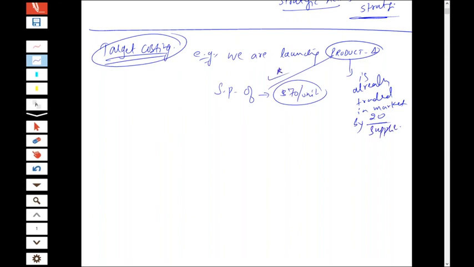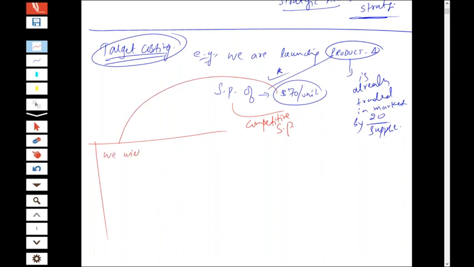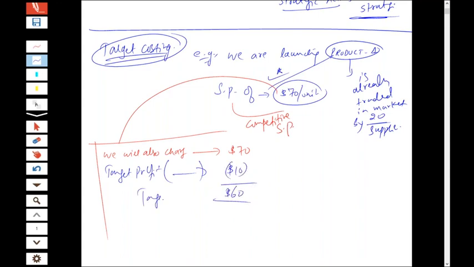Can you charge more than the $70 selling price? Just say yes or no in the question box. Come on, students. No, you cannot charge more than $70, because you already have a set price in the market, and that means this is a competitive selling price. So what will be our strategy? We will also charge $70, and I want a target profit. Let's say my target profit is $10, and that means $60 is my target cost.